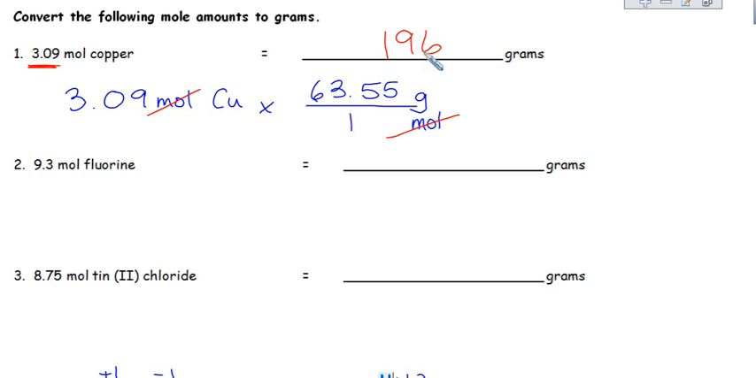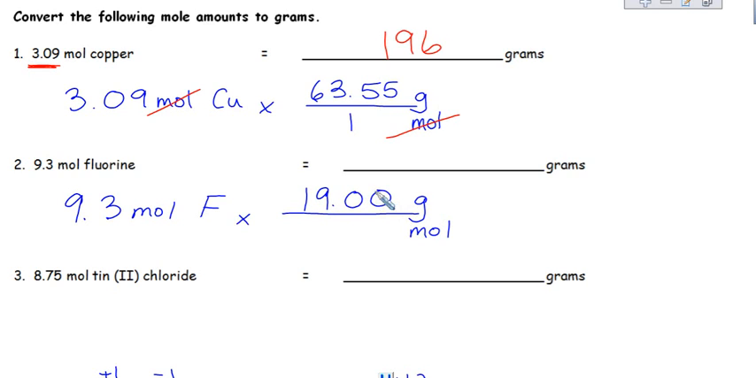We can do the same thing with fluorine. I have 9.3 moles of fluorine. I set up my proportion. To cancel moles, the unit that you want is grams. That goes on top. I find the mass on a periodic table. My periodic table actually just says 19.00. And it's always the mass of 1 mole.